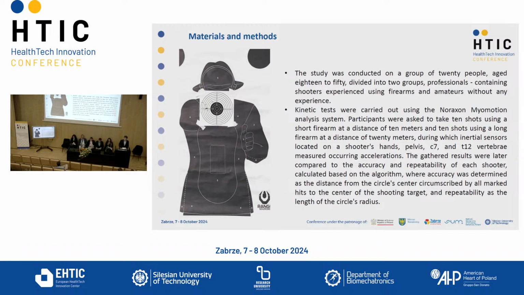Using our developed algorithm, we could calculate a circle circumscribed by the marker hits on the target. And because of this, we could define accuracy as the distance from the center of the target to the center of the circle, and repeatability as the circle's radius. If someone, for example, hit 9 shots into the target and missed one, a penalty shot was added at the verge of the shooting target at the shortest possible distance from the circle we calculated.